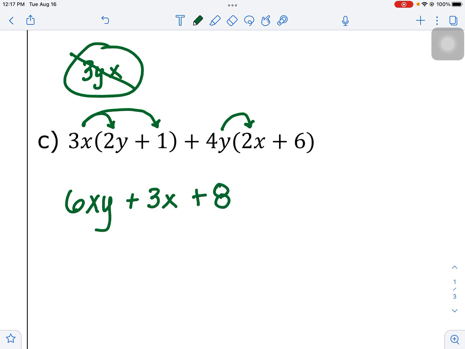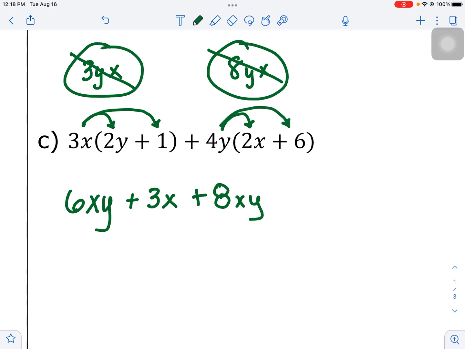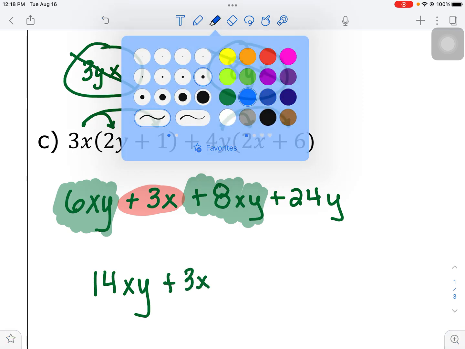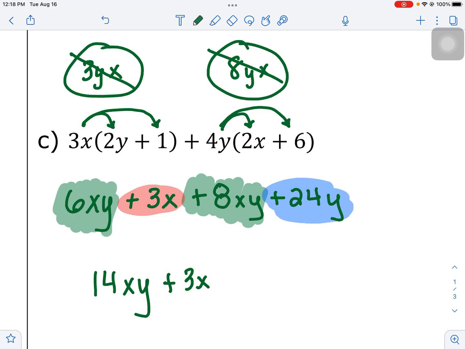I'm going to distribute this 4y in. 4 times 2 is a positive 8. Y times x, remember, we do not write 8yx because it's not in alphabetical order. We do it 8xy. 4y times 6, 4 times 6 is 24. Leave the y. Now we look for like terms. So I notice that I have 6xy plus 8xy. So 6 plus 8 is 14xy. Then I just have the 3x all by itself, so I'm going to bring it down, plus 3x. And then I also see the plus 24y all by itself, no other y's, bring it down.